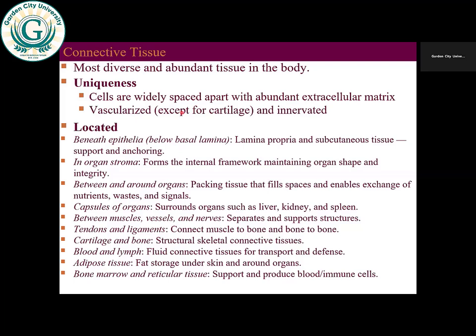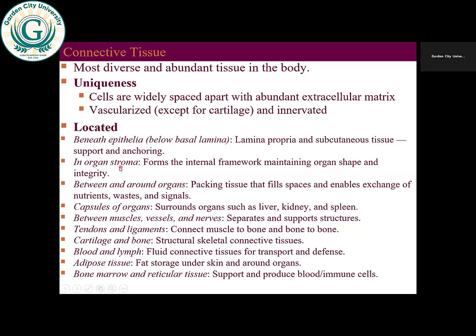But where can we find connective tissues? We can find connective tissue beneath the epithelium. Here they are saying below the basal lamina. The basal lamina is what we also call the basement membrane. Now the connective tissue beneath the epithelium is what we call the lamina propria.